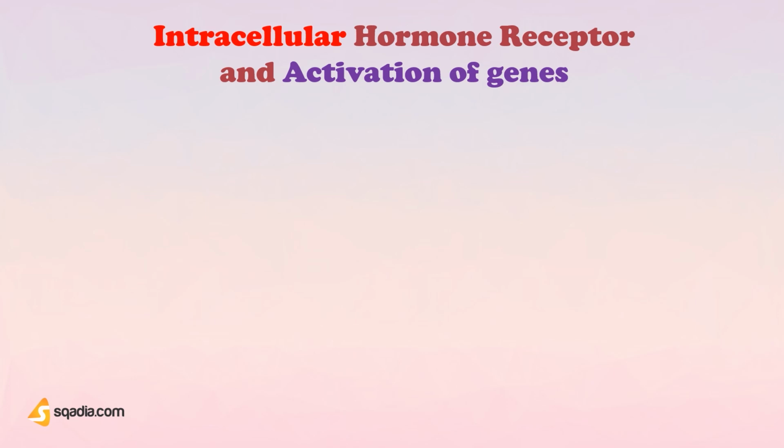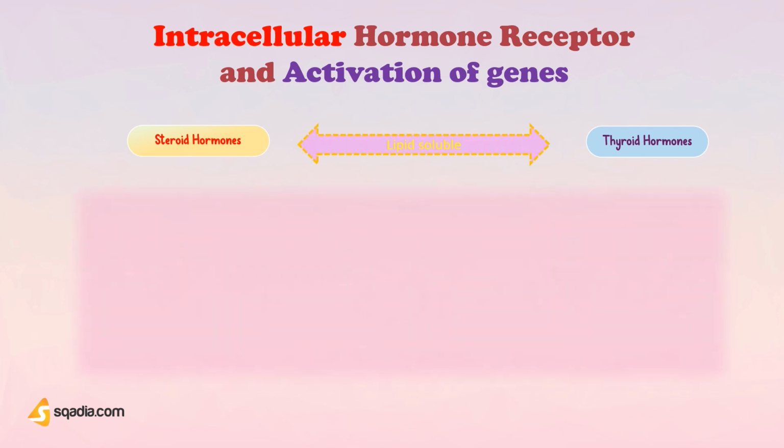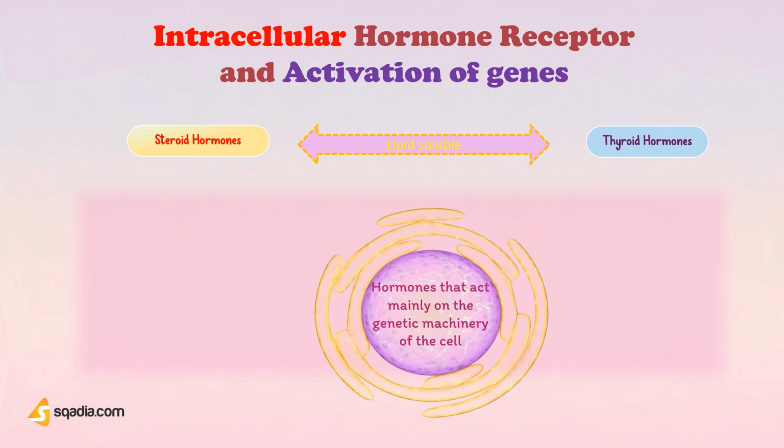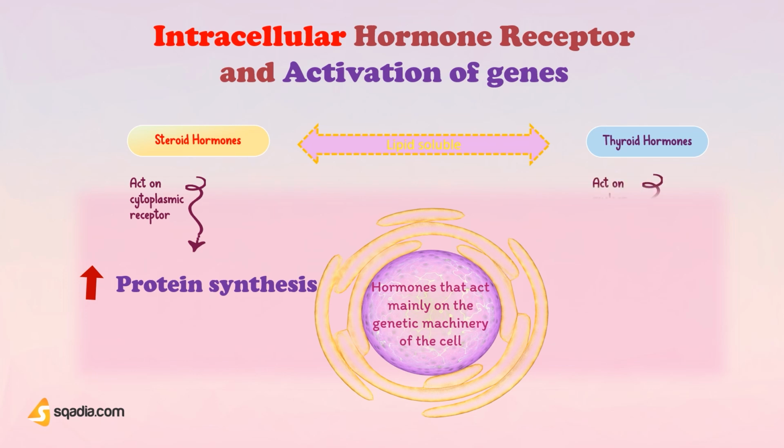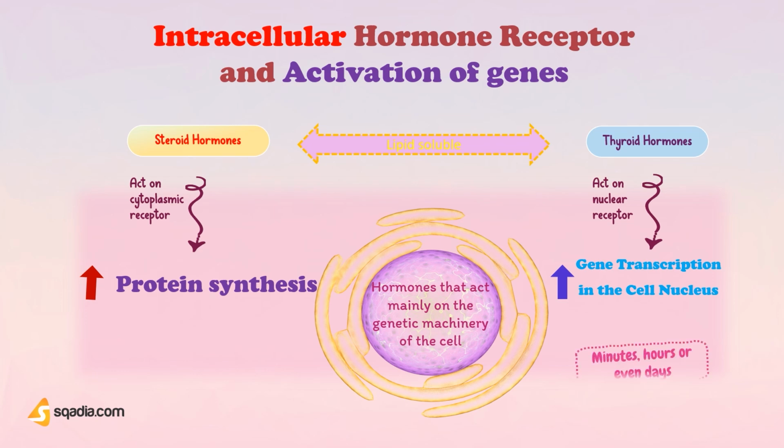As we have also studied previously, steroid hormones and thyroid hormones are lipid-soluble hormones. So we can say these steroid and thyroid hormones are the hormones that act mainly on the genetic machinery of the cell. Steroid hormones act on cytoplasmic receptors and increase protein synthesis, and thyroid hormones act on nuclear receptors to increase gene transcription in the cell nucleus. After the hormone has entered the cell, it takes sometimes minutes, hours, or even days for newly formed proteins to appear in the cell and become the controllers of new or altered cellular functions.